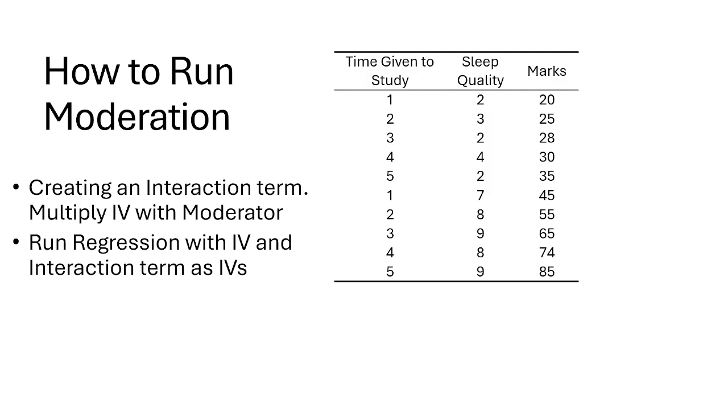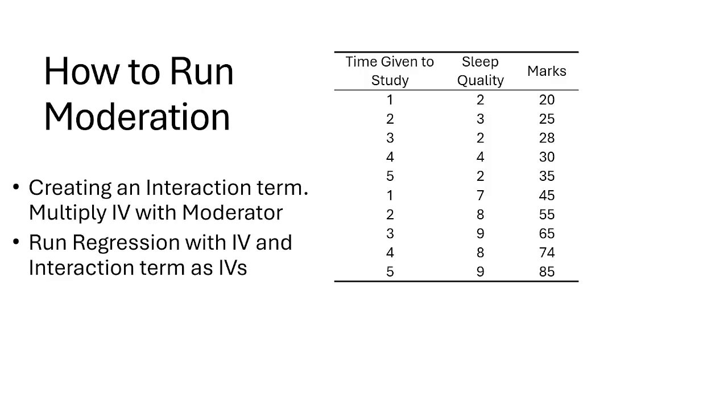Now, how can we run regression? That is something very important. For regression, or any data analysis, we would definitely need data. Data is the input into regression or any statistical analysis. Here we have two variables right now, time given to study and sleep quality, and we can see the dependent variable, marks. But definitely we need an interaction term.